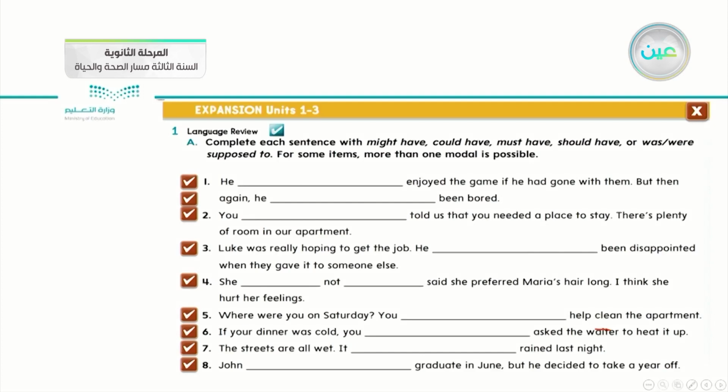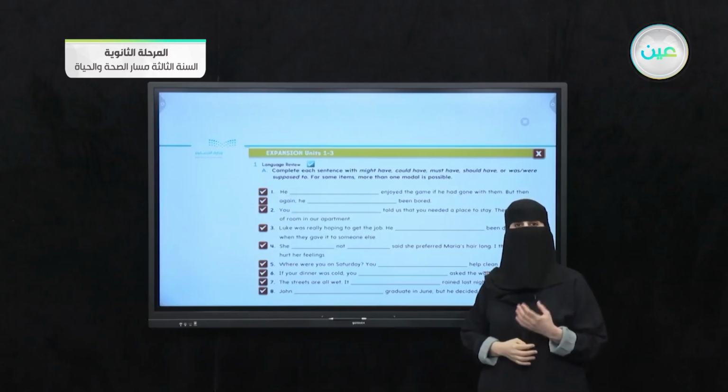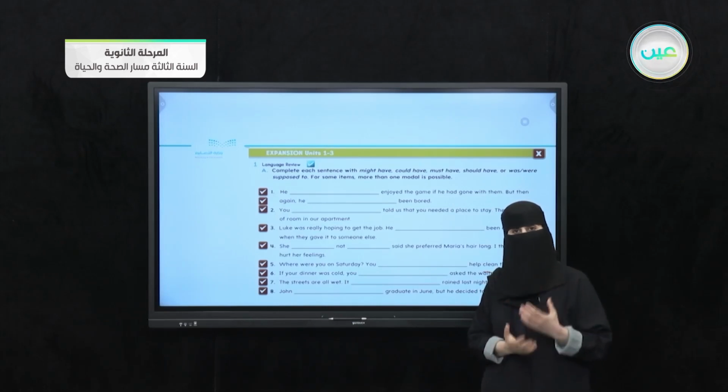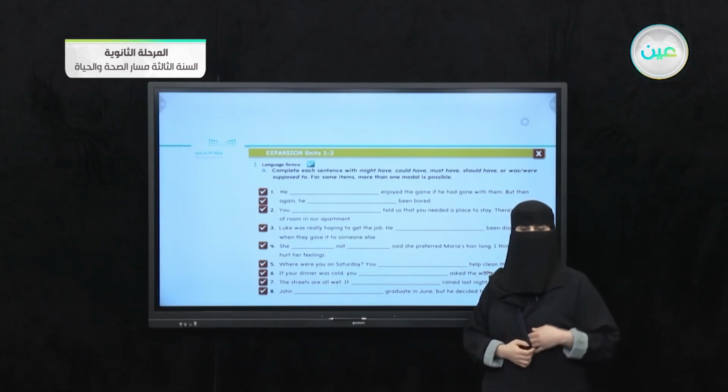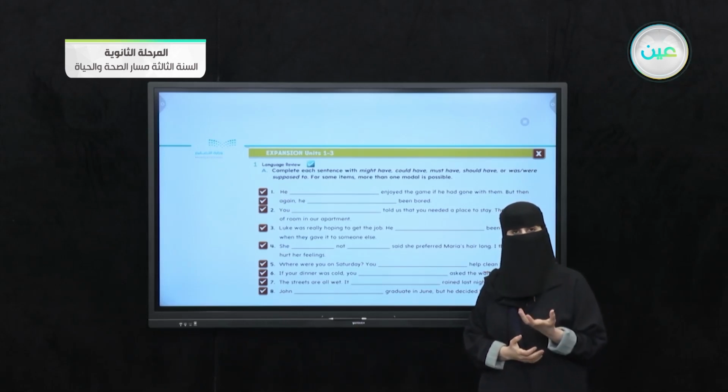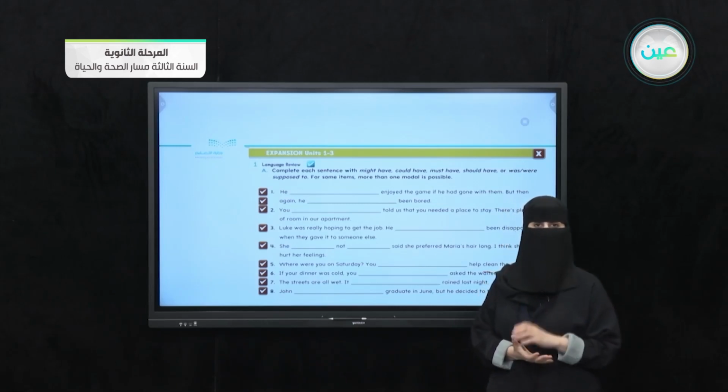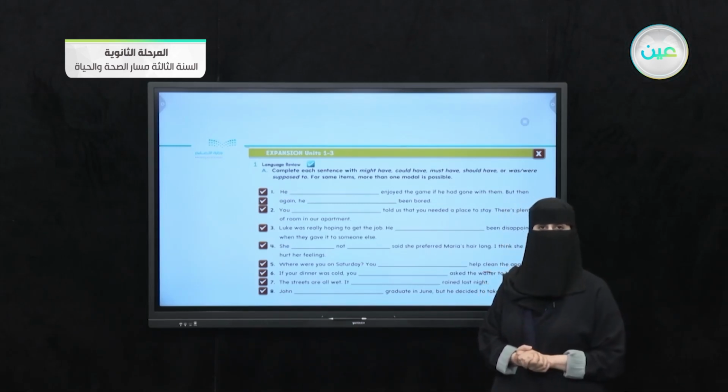Okay, on this question, at first, look at the title for the question. What do they want us to do? Complete each sentence with might have, could have, must have, should have, was or were supposed to. From the question, we can notice that we already learned past modal grammar, and how we apply it with these sentences. I want to remind you about the structure of it and how I can use it to fill the space inside this sentence.